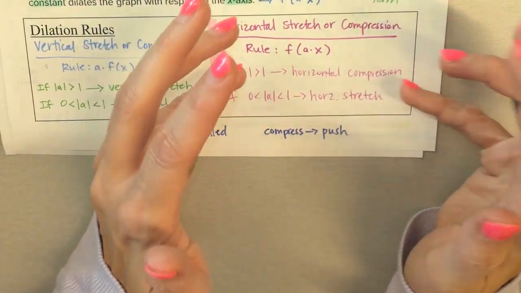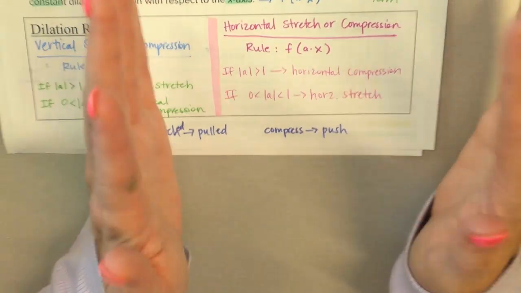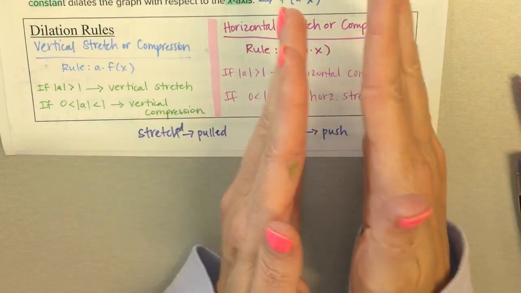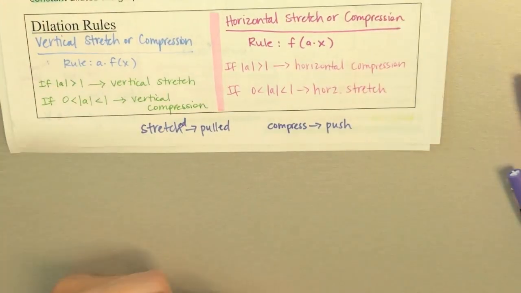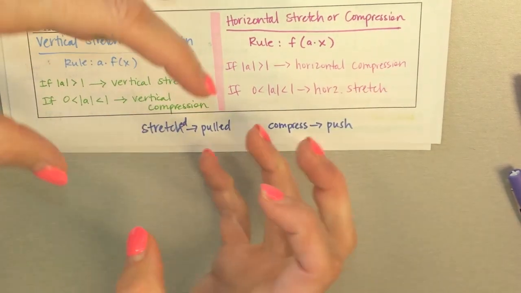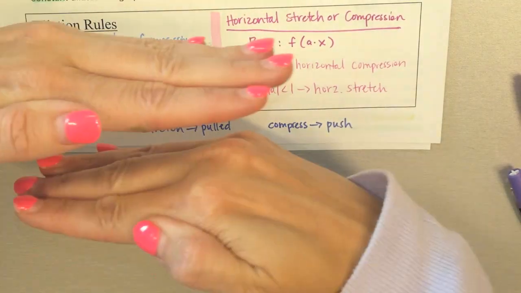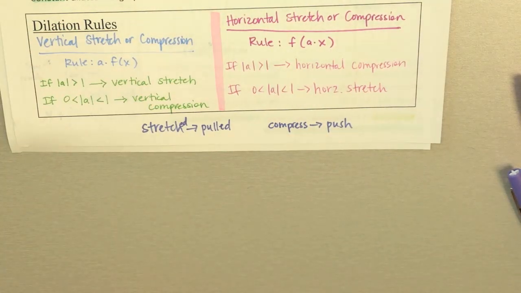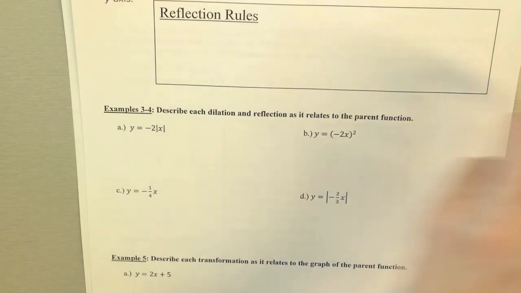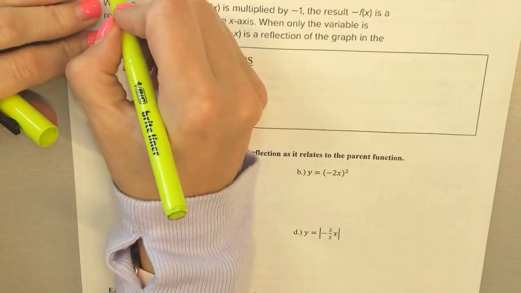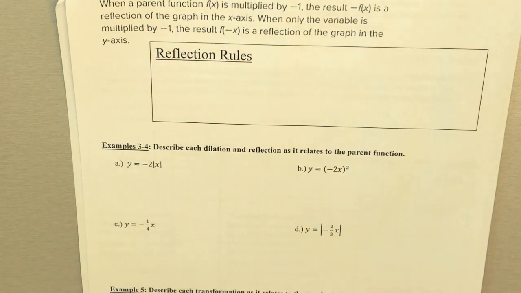And then for horizontal, if it's a compression, horizontally is left to right, so you would push it. And then a stretch, you would pull it. So for the vertical one, you're either stretching it this way or you're compressing it this way. And then I'm going to show you a few things on decimals with that as well. And then we also need to know about reflections.